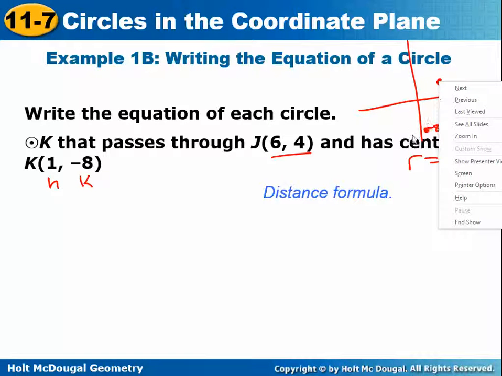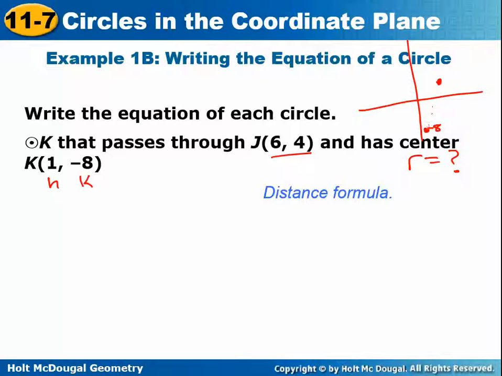So if this is the center here, and it passes through this point, which just got erased, the radius is from here to here. It should be a little more rounded. So your radius is found with the distance formula. We have one point at (1, -8), and another point at (6, 4). The length between them is the radius, and it is found with the distance formula.